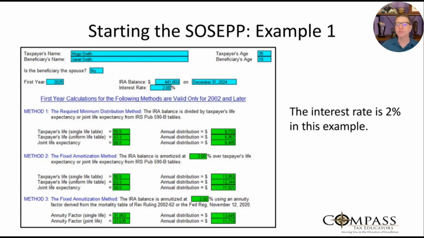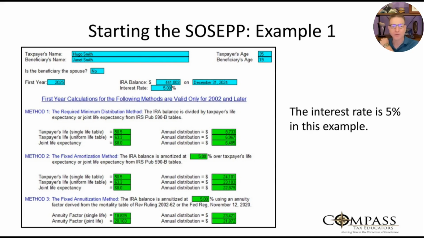Now, let's knock up the interest rate to 5%. RMD doesn't change because it's not based on the interest rates, right? But look at methods 2 and 3. The annual payments shoot up, even though all of the other factors are the same, right? So the interest rate is one way to control the payment, besides the account balance, right?